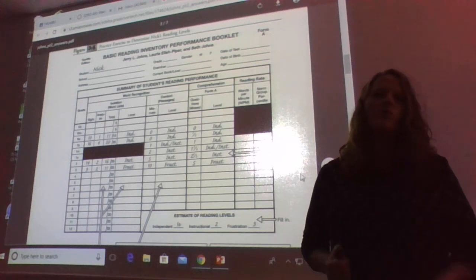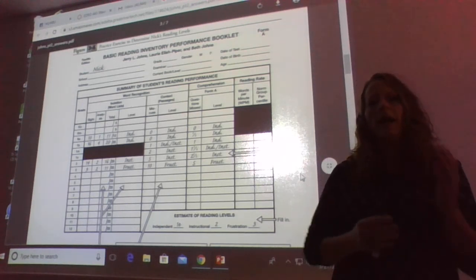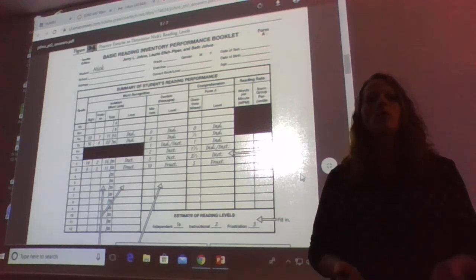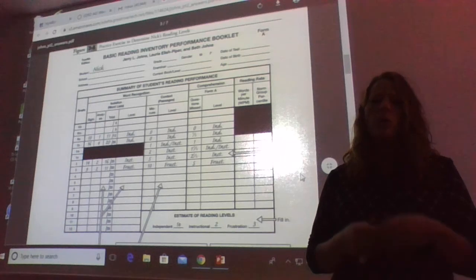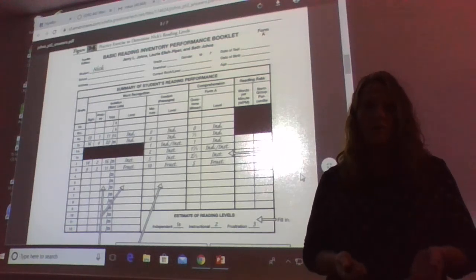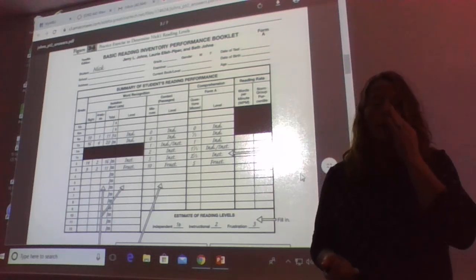And as we talk, you guys have noticed that each section in the BRI, A, B, C, D, E, has its own word list, its own passages. It also has its own cover page. You actually only have to fill out one of the cover pages for all of the work that you do with the student and the BRI.